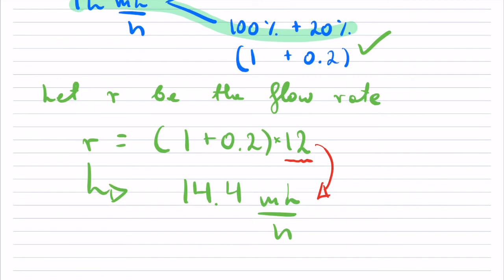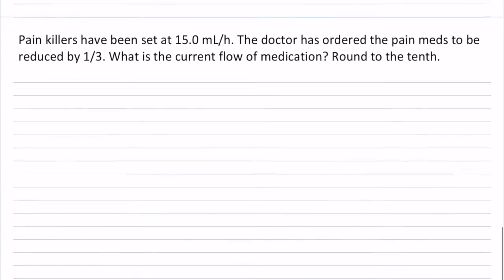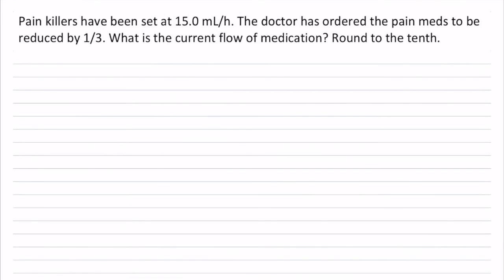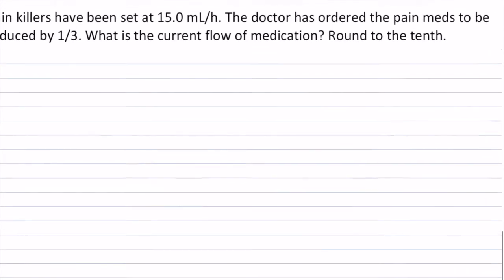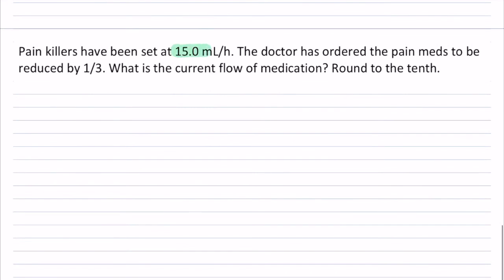Now, one last example, just for kicks. So now you have painkillers, and let's say these painkillers are set to 15 milliliters per hour. The doctor has ordered the pain meds to be reduced by a third. So this is not by a percentage, this is by a fraction. What is the current flow of medication? Again, they're asking me for the flow and not the amount, because if we took a third of 15, it would be 5 milliliters.